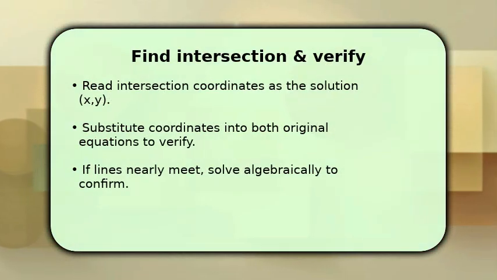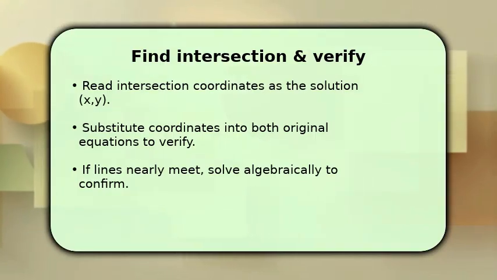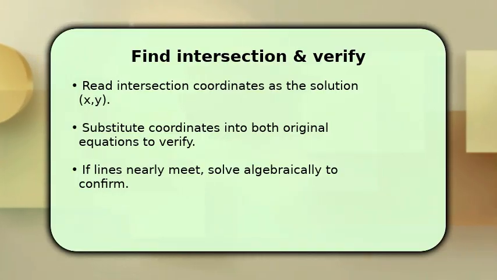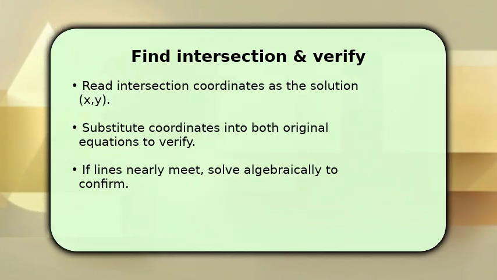Finally, read the intersection coordinates where the two lines cross. That pair is your solution. You should then plug x and y back into both original equations to verify they satisfy each one. This confirms your graphing and arithmetic. If lines look very close or almost parallel, don't trust the eye. Solve the system algebraically by substitution or elimination to get the exact numbers.